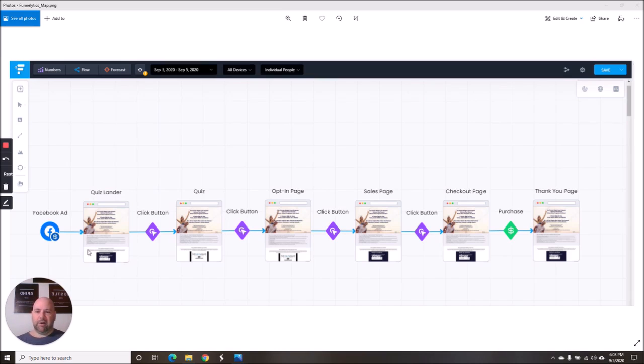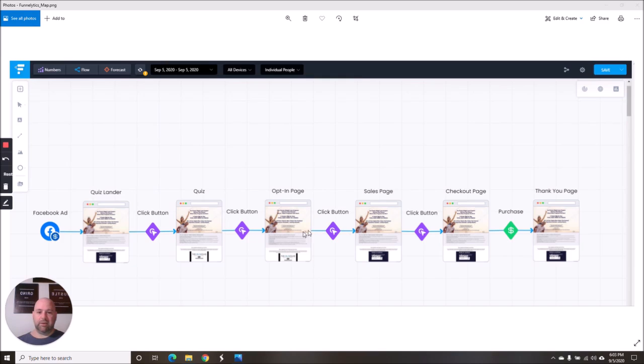So the minimum viable funnel in this case was a quiz lander to get them to start the quiz. Then we have the quiz questions. Then we have the opt-in page to get the results. And then we drive them to a sales page, which of course has the checkout, and then the thank you page. So that was the minimum viable funnel that we created to test this offer. And really what we're looking at is how this is going to perform mostly on the sales page. Obviously we're looking at leads at this point, but mostly the sales page.